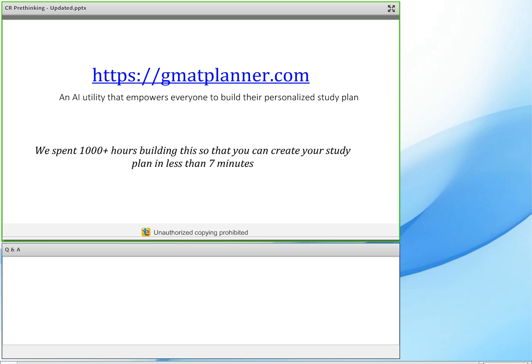So why did we spend about 1,000 hours building this utility? This utility has 3 neural networks. We've actually tested this for about 1,000+ cases, and so on and so forth. The reason we spent 1,000 hours doing this is so that each one of you can create your study plan in 7 minutes or fewer. And we launched this utility towards the end of February, and upwards of 4,000 study plans have been created using this utility.